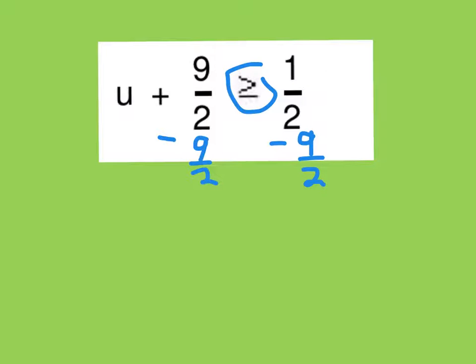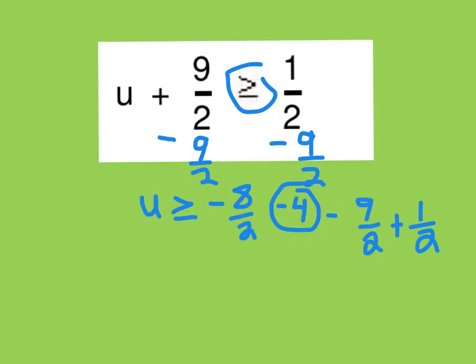I'm going to write my bigger number on top. I have my negative 9/2 plus that 1/2. It's a positive 1/2. And my answer is going to be u is greater than or equal to negative 8/2. 9 minus 1 is 8. And actually that simplifies: negative 8 divided by 2 is negative 4.